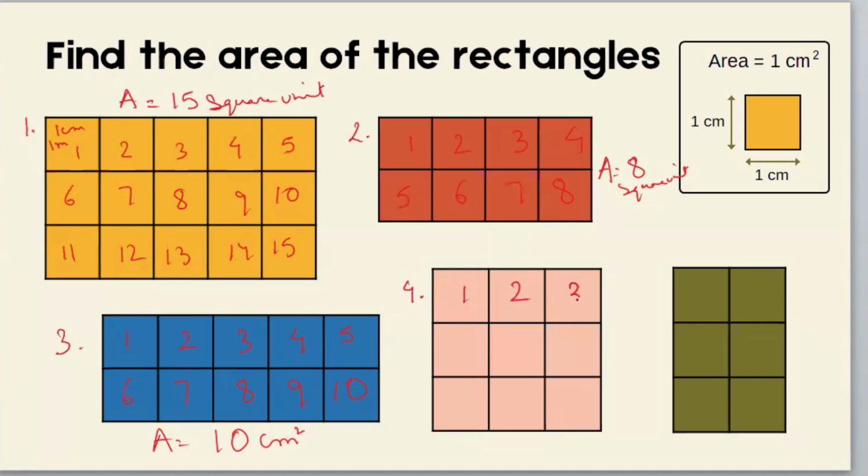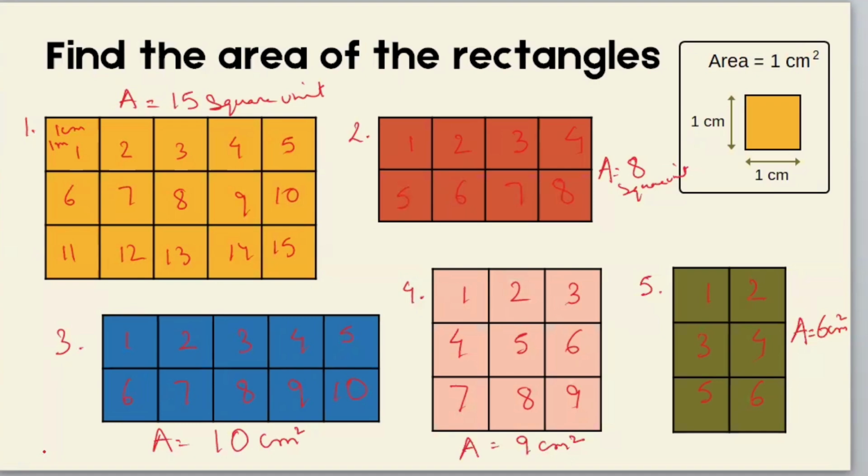1, 2, 3, 4, 5, 6, 7, 8, and 9. So what will the area for this one be? It will be 9 centimeters squared or 9 square units. Now let's take the last one. 1, 2, 3, 4, 5, and 6. So the area for this one will be 6 centimeters squared. It's so easy. You just count how many squares are there, and that will be the area for that rectangle. I think it's clear for all of you how to find the area of a rectangle if square grids are given. You just count them, and that will be the area of that rectangle.